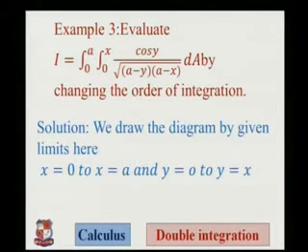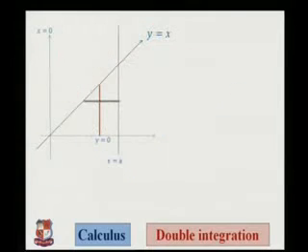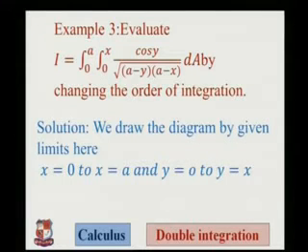So we can draw this type of diagram with the help of the limits. What are the limits given here? x equal to 0 and x equal to a, and y equal to 0 to y equal to x. In this question we can draw the diagram like this: x equal to a is a vertical line, y equal to x, and here in the question we can see that x is a constant.